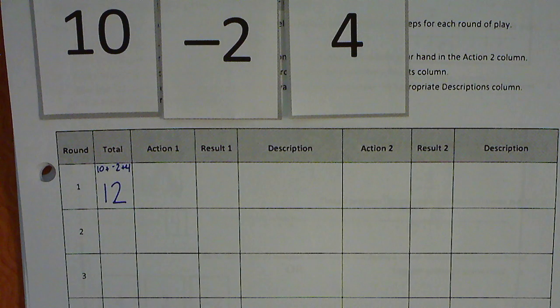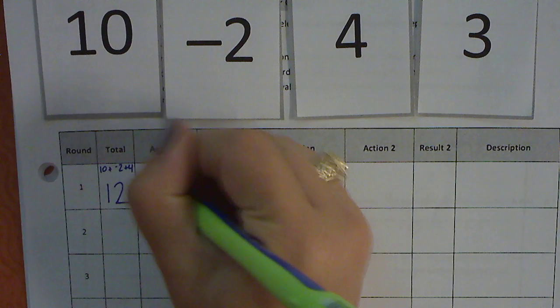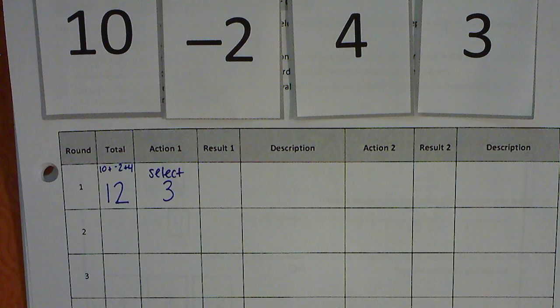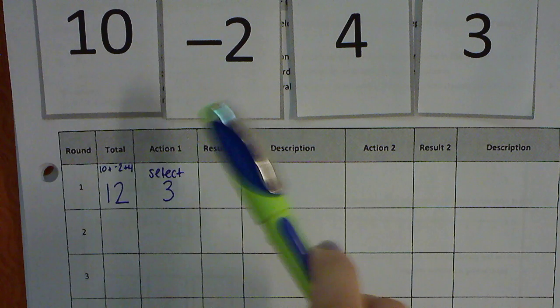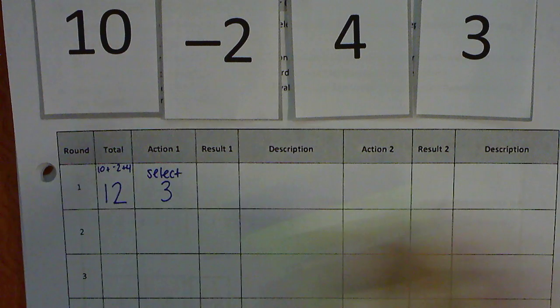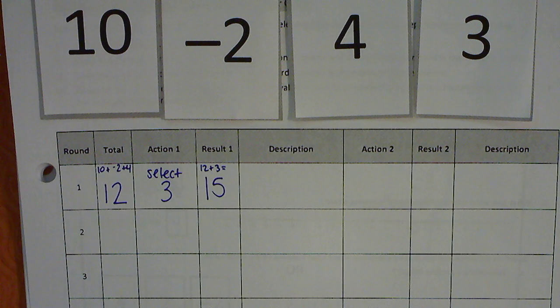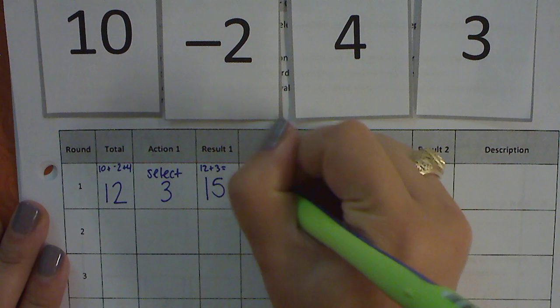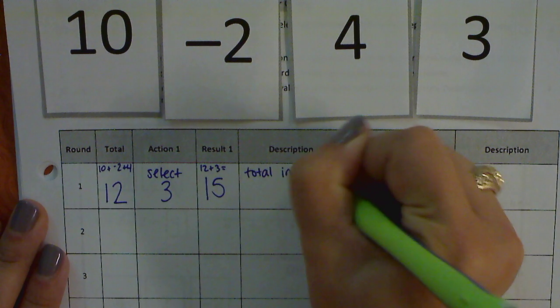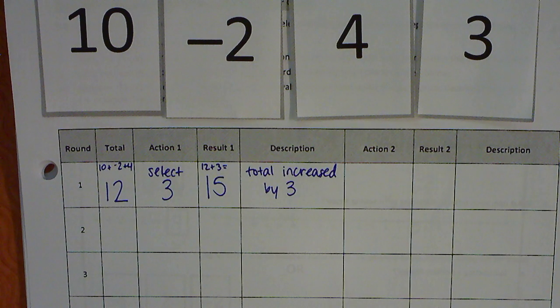Then I'm going to do an action, which means I'm going to draw a card and I'm going to see what happens. So I've drawn a card. I have selected the 3 card. Now what is my total? 10 plus -2 makes 8, plus 4 makes 12, plus 3. I've gotten 3 bigger, so I should be at 15 now, because 12 plus 3 is 15. What's happened here is that my total has increased by 3. I added a 3, so my total is increased by 3.